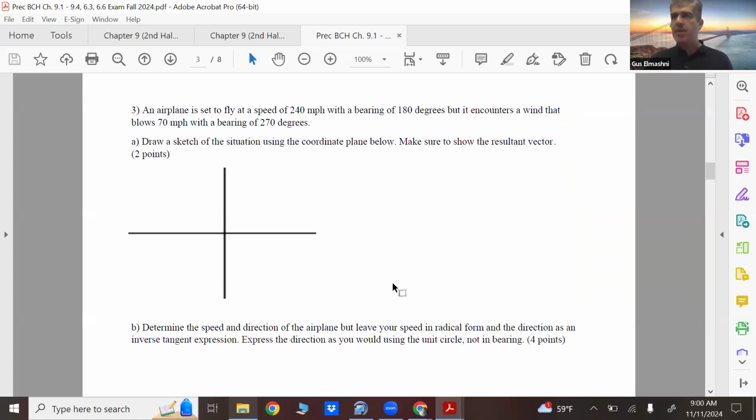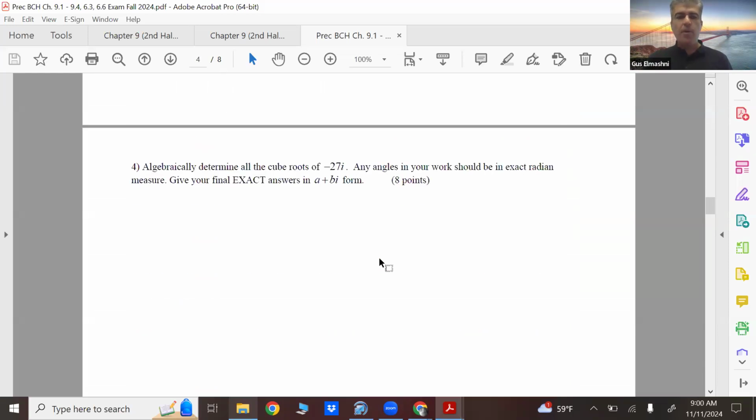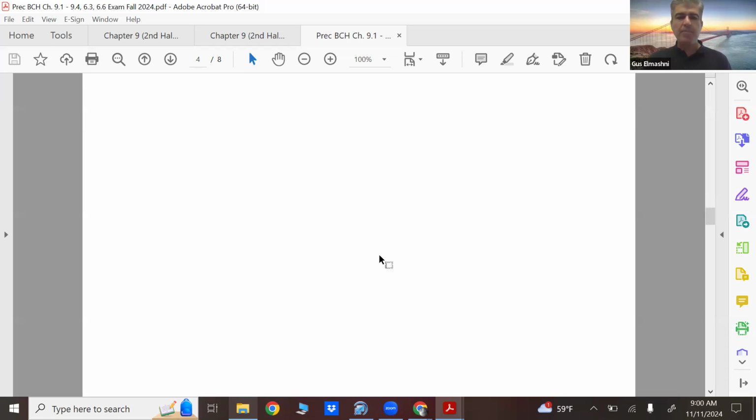Number 3 should have been really simple without a calculator. I even said leave it in radical form, inverse trig form. Number 4, I don't anticipate this being a problem. It's very, very black and white.